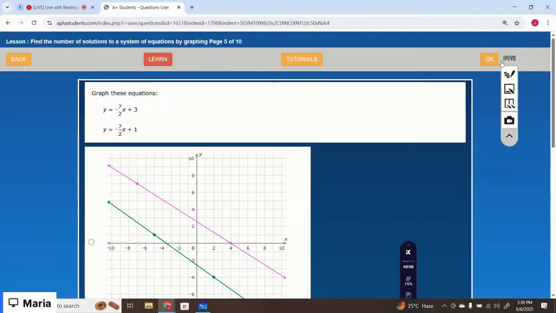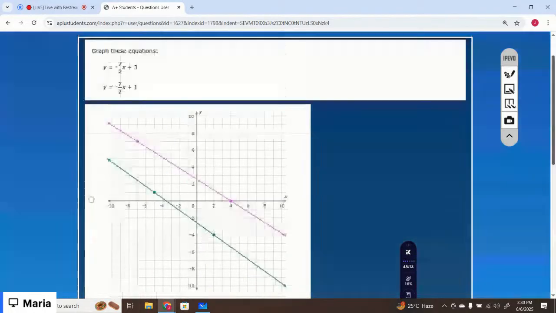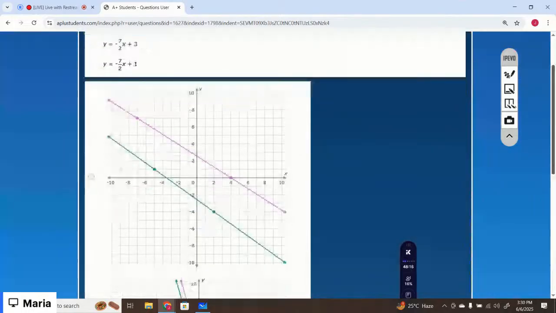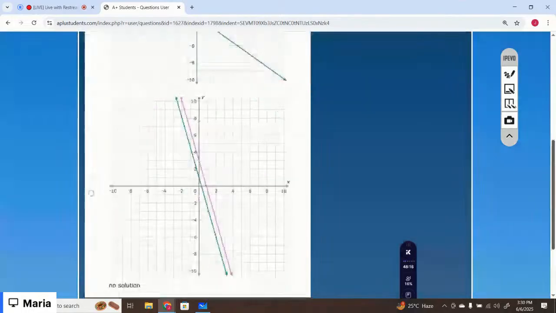y equals negative 7 over 2x plus 3 and y equals negative 7 over 2x plus 1. So which is the correct option? Option number 2 is the correct option. The lines are parallel and have no solution.